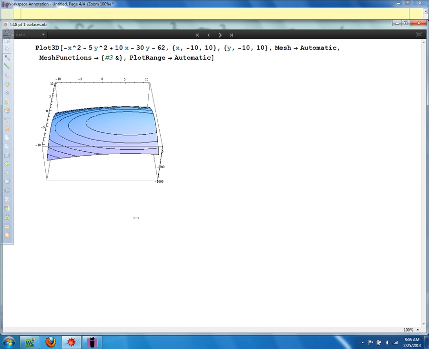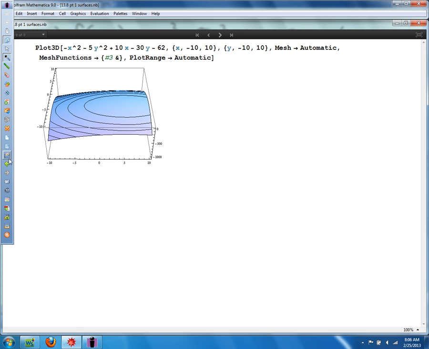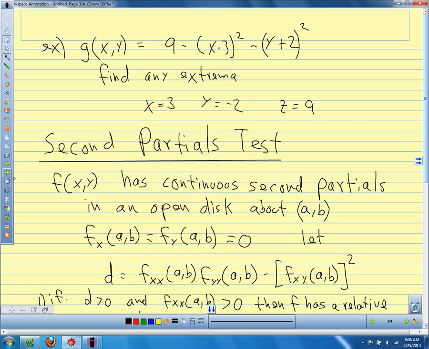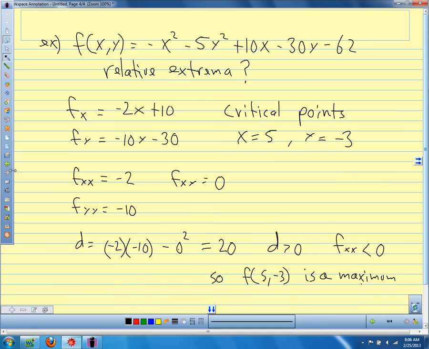So finding relative maximum and minimum is not necessarily difficult. There can be a fair amount of work to do, depending on the function, depending on how you have to go about finding where the first partials are 0 at the same time. But the process is not particularly complicated. So let's look at one more example that's a little more involved.